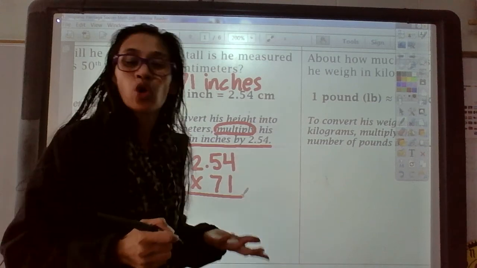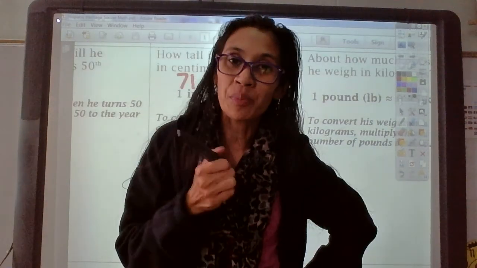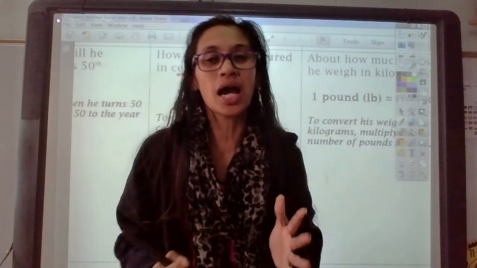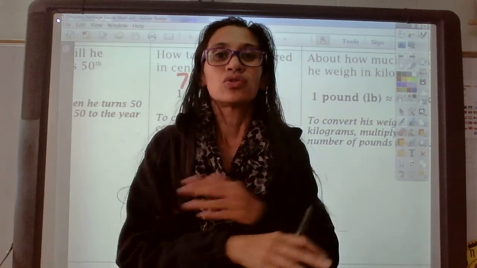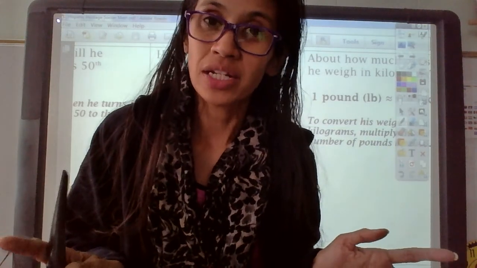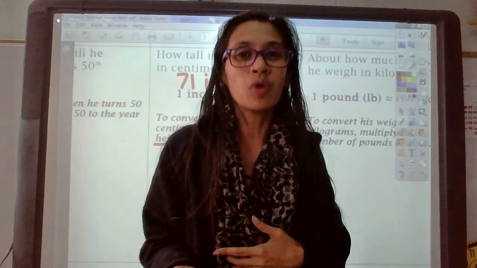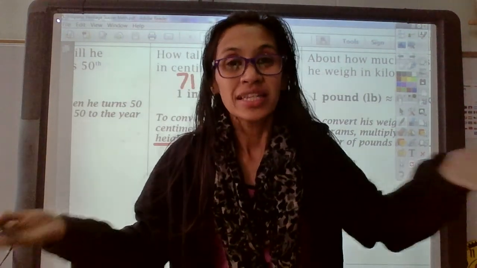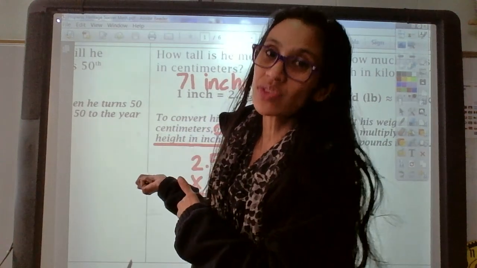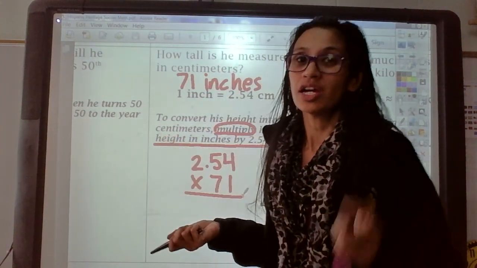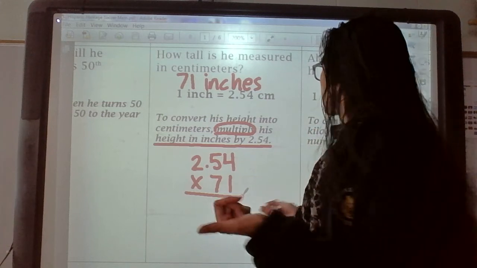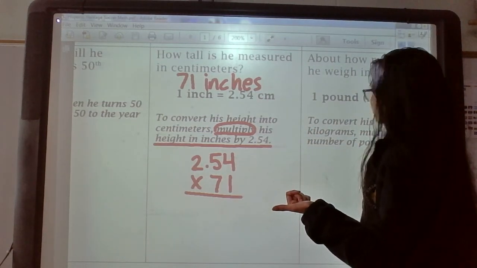Now remember, I've told you that we need to make whole numbers into decimals and line the decimals up. When you multiply, you don't even have to worry about doing that. You can if you want to, but then that gives you more work. Here's an easy way. Just leave it like that, and we're going to start multiplying. Are you ready to start multiplying? All right, let's do that.